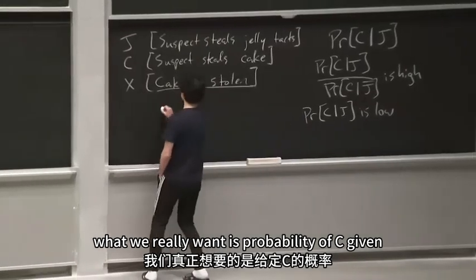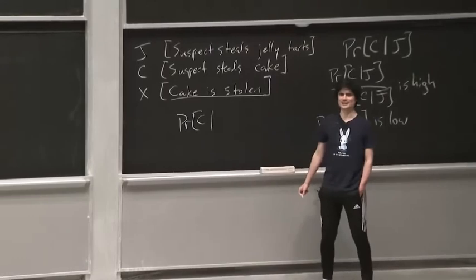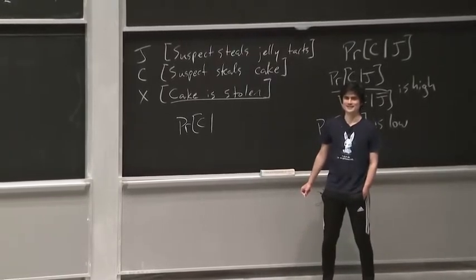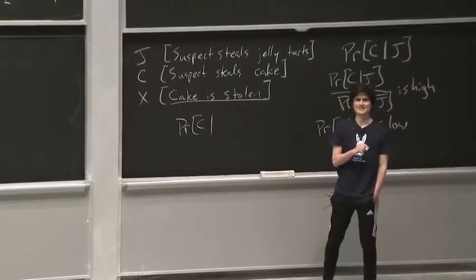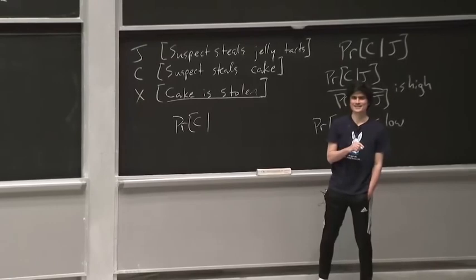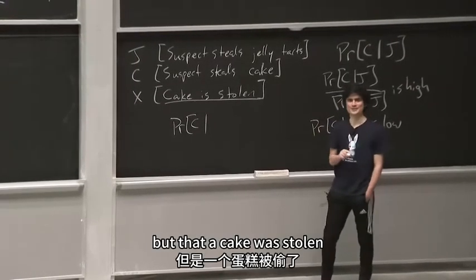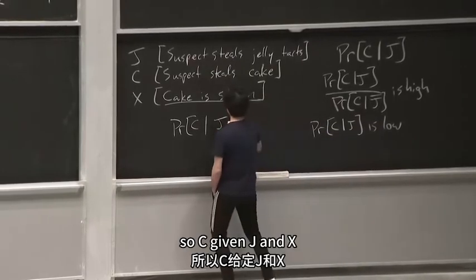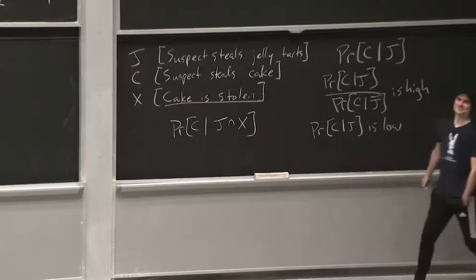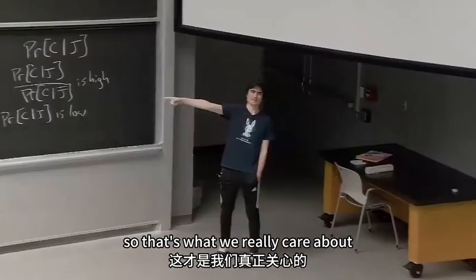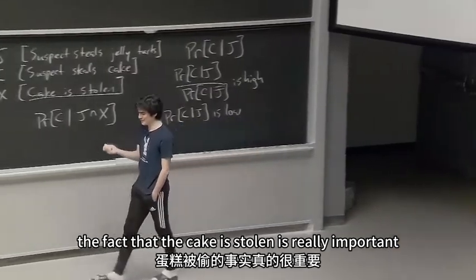What we really want is the probability of C given what? Yeah? Given that they stole the jelly tarts and they stole a cake? Well, not that they stole a cake, but that a cake was stolen. Yeah. So C given J and X. Okay? So that's what we really care about, right? The fact that the cake is stolen is really important.